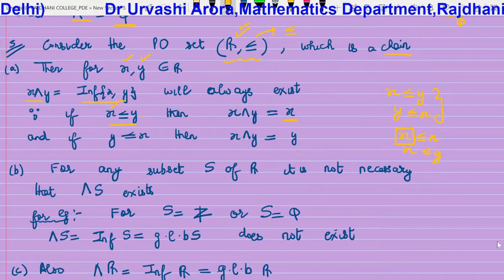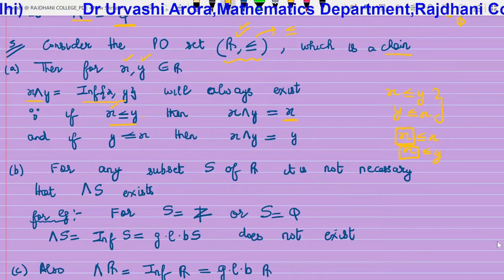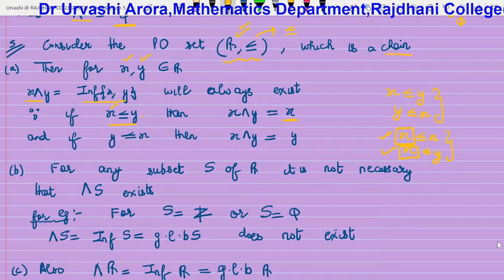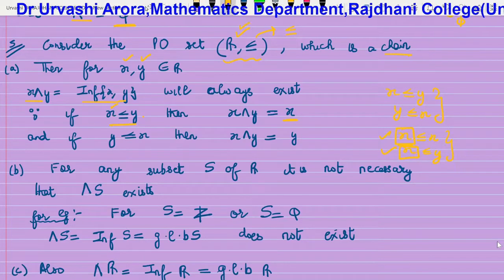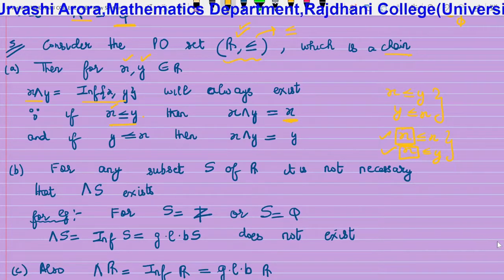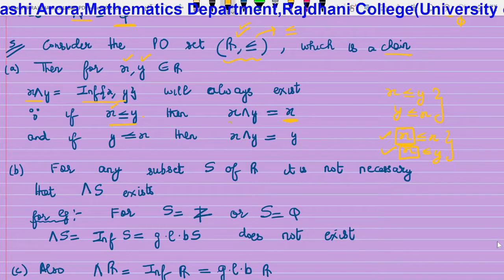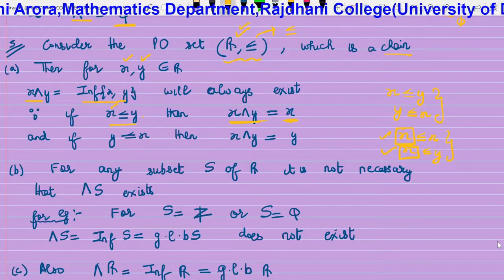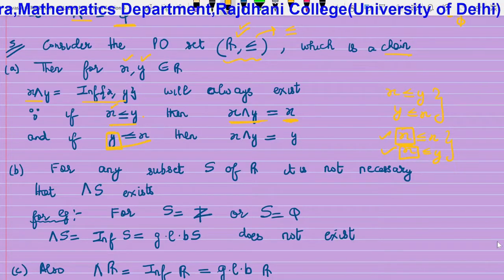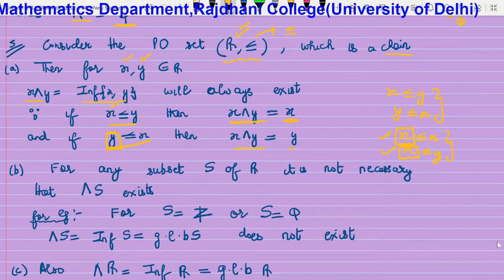So x is acting like a lower bound, and this is the only lower bound of x and y that we have. So this is the greatest of all lower bounds of x and y, which means that x meet y is the greatest lower bound of x and y, or infimum of x and y. So x meet y is x. And in case y is less than or equal to x, then y is acting like a lower bound for x and y. So x meet y is y.